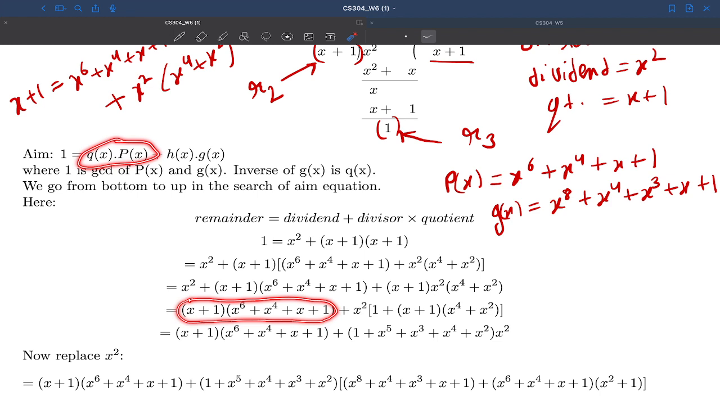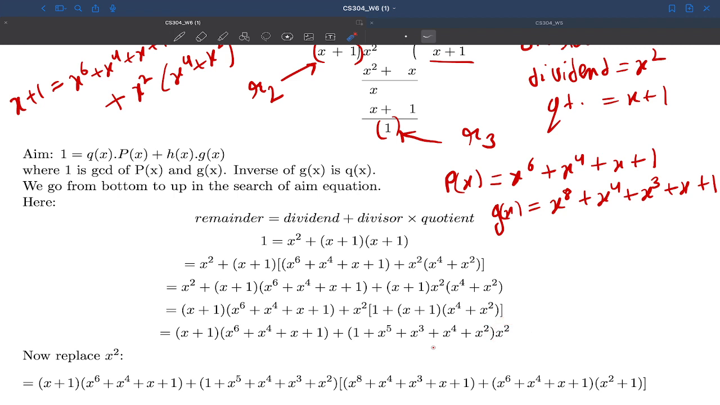Okay, but still I don't have g(x) here. So for the rest of the terms, if I take x square common from these two terms, I get x square times 1 plus x plus 1 times x plus x square. Okay, so I simplified further and I'll get 1 plus x5 plus x3 plus x4 plus x square times x square. Okay.